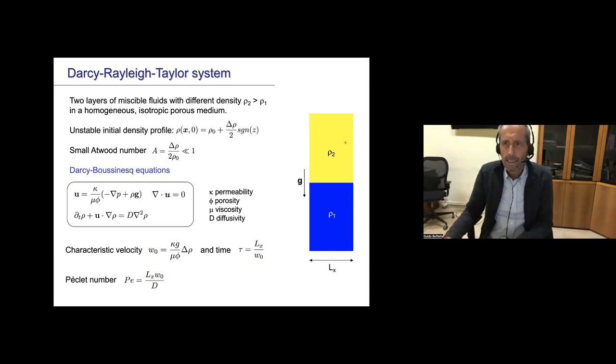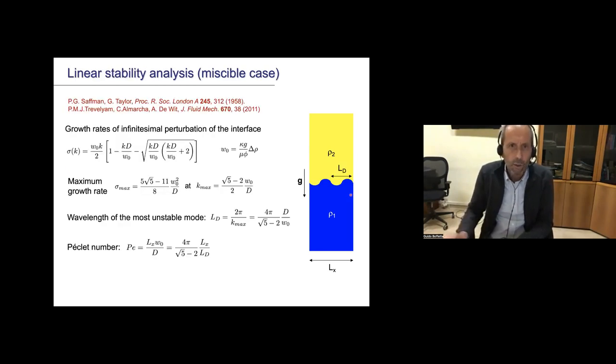So this setup is very well studied and known. For example, the linear stability analysis for the Darcy, what we can call the Darcy-Rayleigh-Taylor problem, was done already by Saffman and Taylor many years ago.